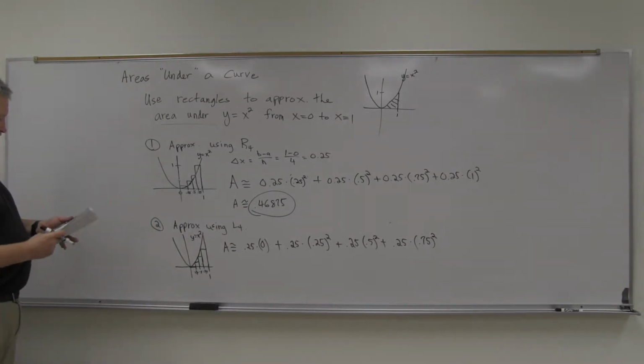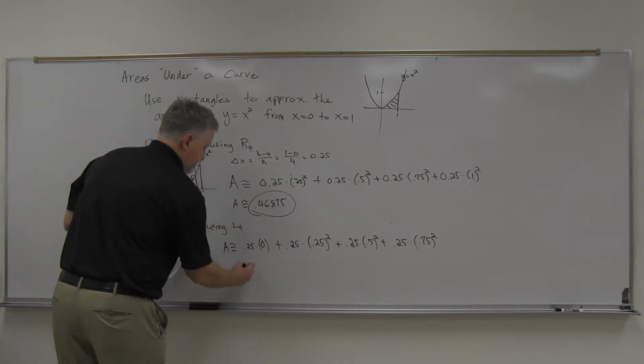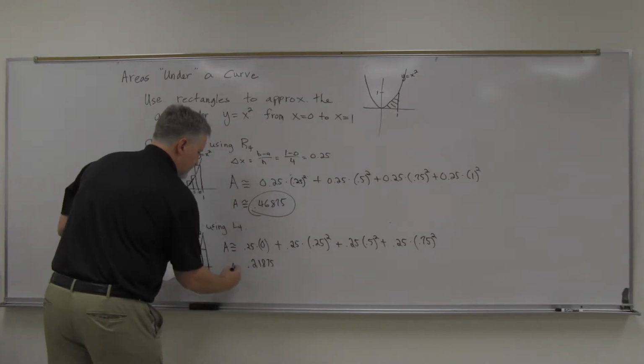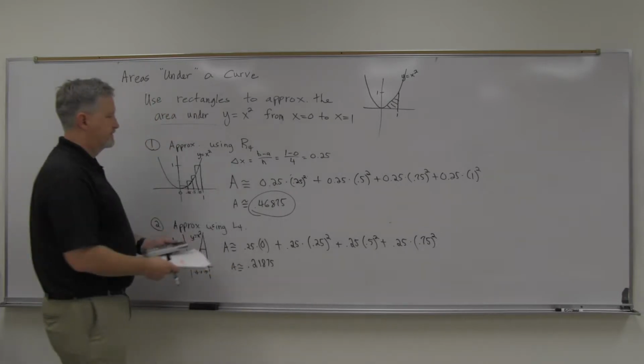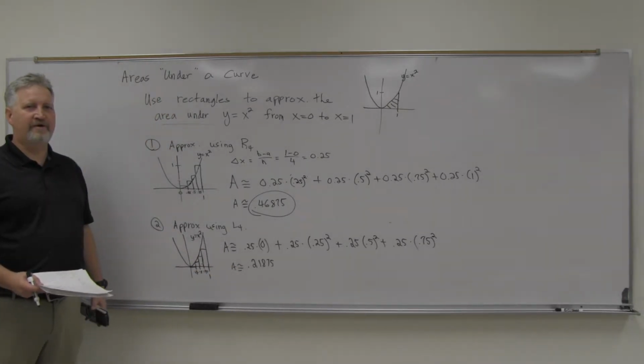And so, what does that give me? Basically the same thing, except leave off the 1 there. 0.21875. All right, with me there? Is this okay?